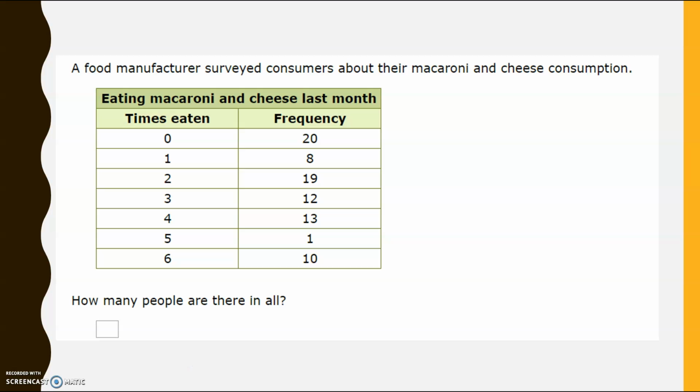A lot of times in math you will see a table that looks similar to this, and it can be confusing because there's numbers in both columns. This type of table is called a frequency table. Let's read what this one's all about.